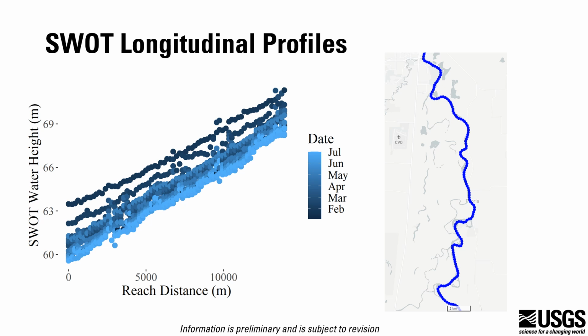For example, we can look at SWOT longitudinal profiles. Here we're depicting SWOT water height as a function of reach distance going upstream. Here we're looking at the Willamette River south of Corvallis across a couple of months of SWOT data between February and July of this year. Here we can plot spatially how SWOT water level might change over time and over distance, which is exciting to see.